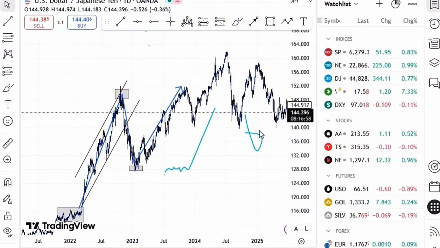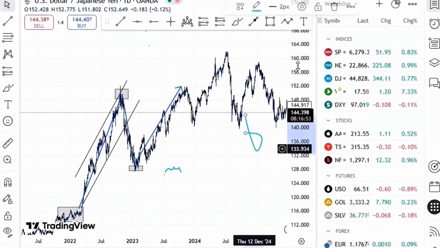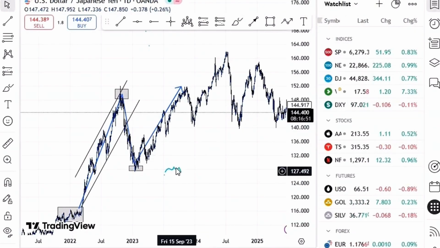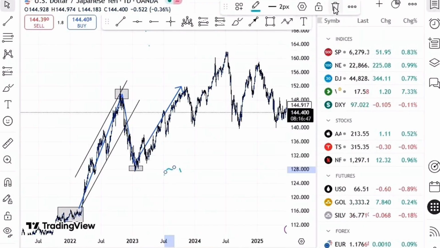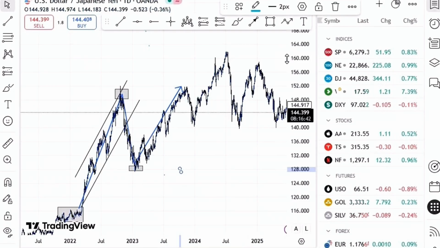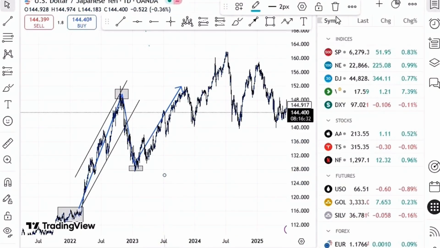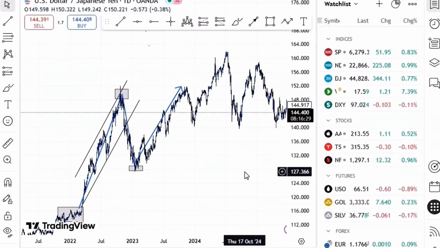All right, this is what we call an impulse. That's what we call an impulse move, whether to the upside or to the downside. So an impulse move is basically a shoot of a move, right? Or rather a shoot to the upside or a shoot to the downside. That's what we call an impulse move.